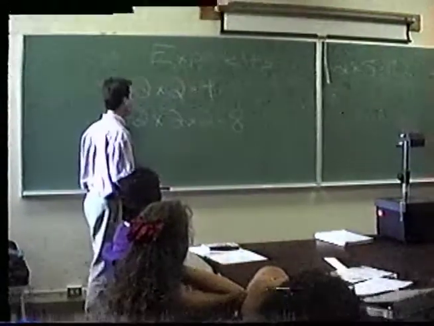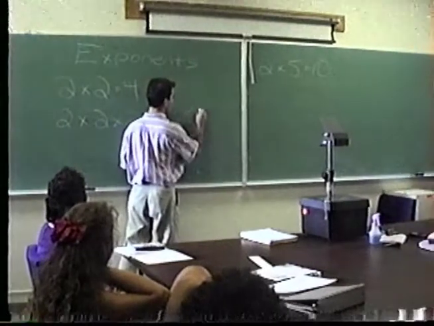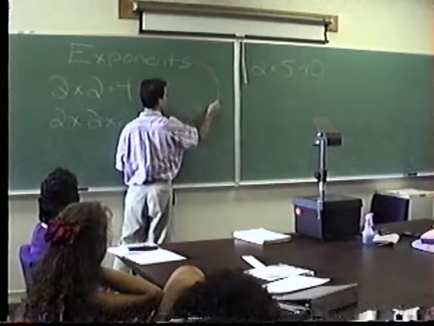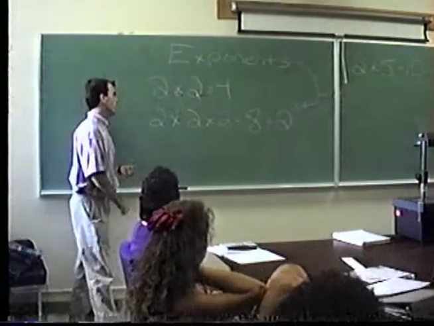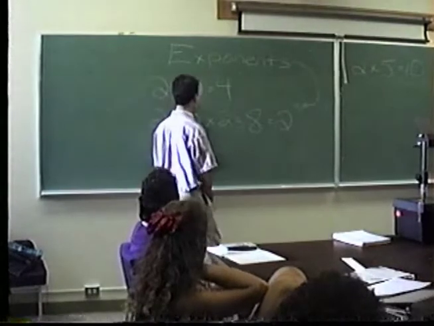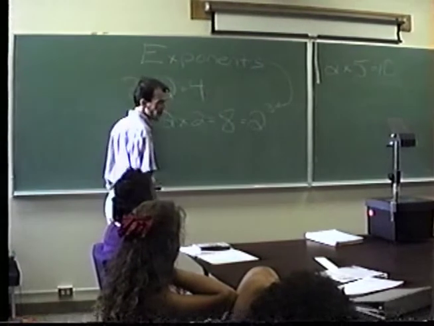There's a shortcut. We can do what's called using exponents. We can write that as 2 to the third. And that third is an exponent. And all it means is we have 3 2's in our multiplication problem here.